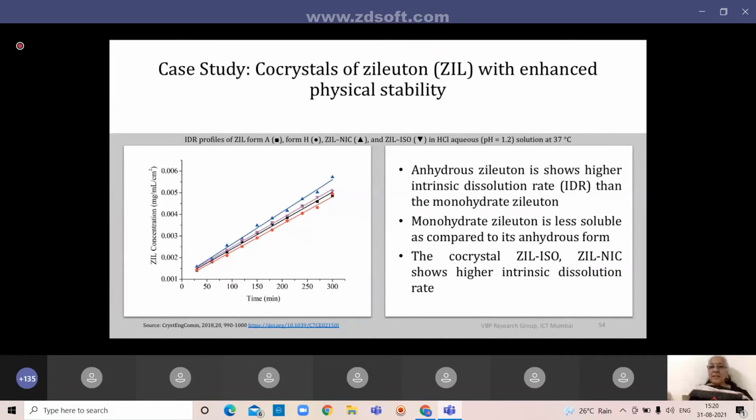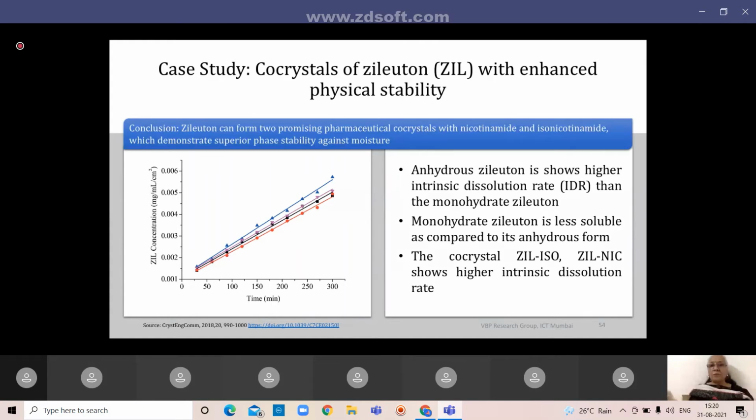So in this particular study, they have shown anhydrous xylitol is giving higher IDR than monohydrate xylitol, or you can say that monohydrate xylitol is less soluble as compared to its anhydrous form. And of course, co-crystals have given better intrinsic dissolution rate. So what you are getting is the advantage of both. This was not stable, so you have stabilized. This was not soluble, so you have solubilized. So such research needs to be undertaken to come out with co-crystals which are physically stable yet more soluble.